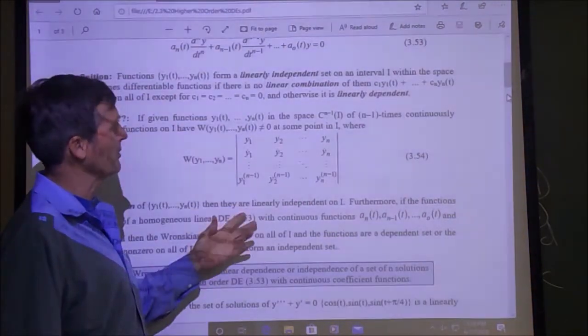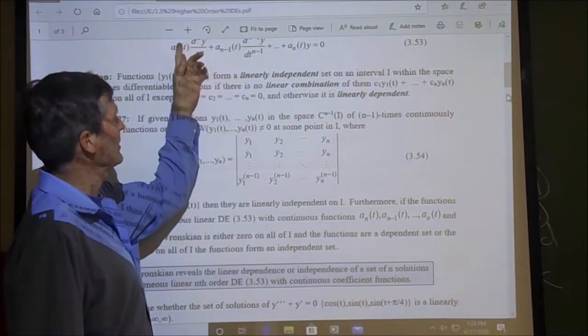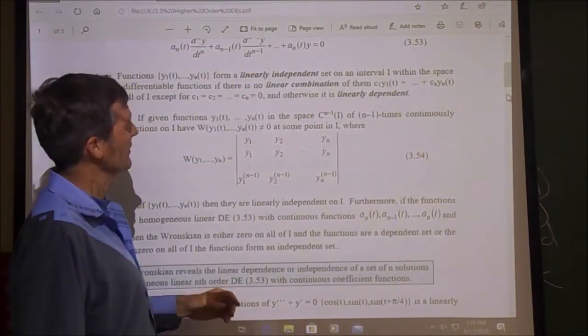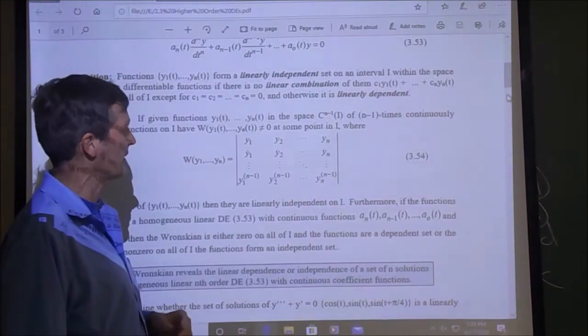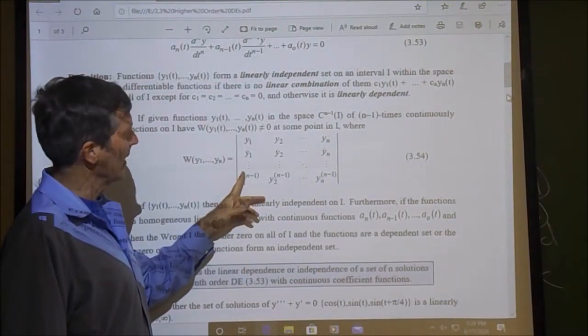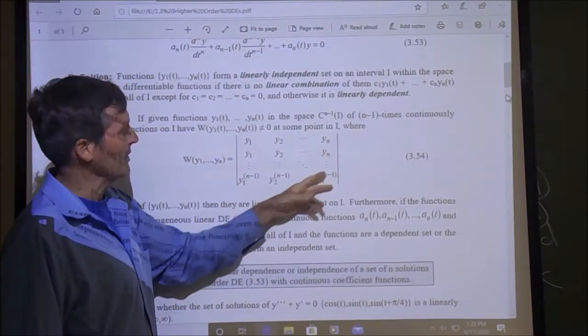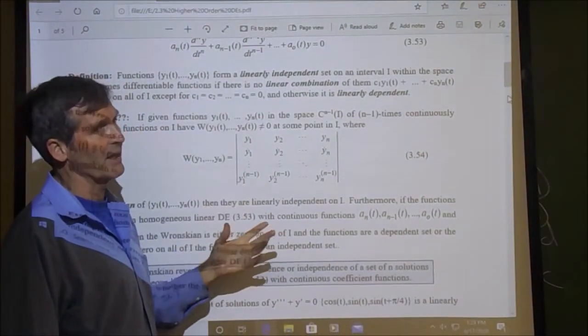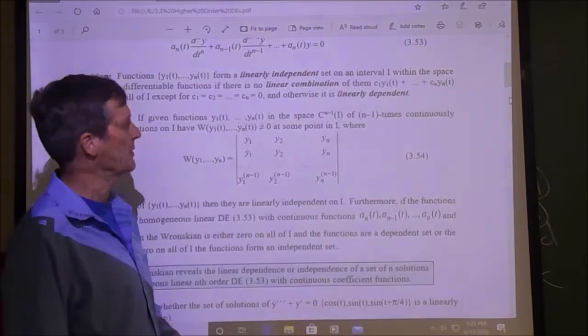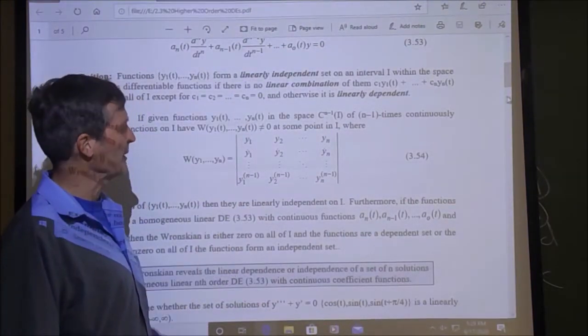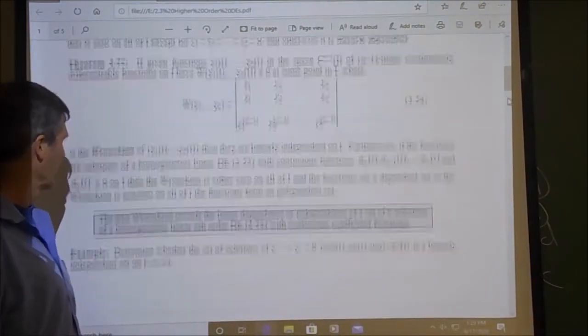We'll simply say, suppose they're actually solutions of this differential equation divided through by a n of t, so it's in standard form. If all those are continuous in a homogeneous linear equation, then you can just test the Wronskian at one point. If it's not zero, then it'll be not zero in the whole solution interval, and the solutions will be independent on the interval. That's what we need to know.